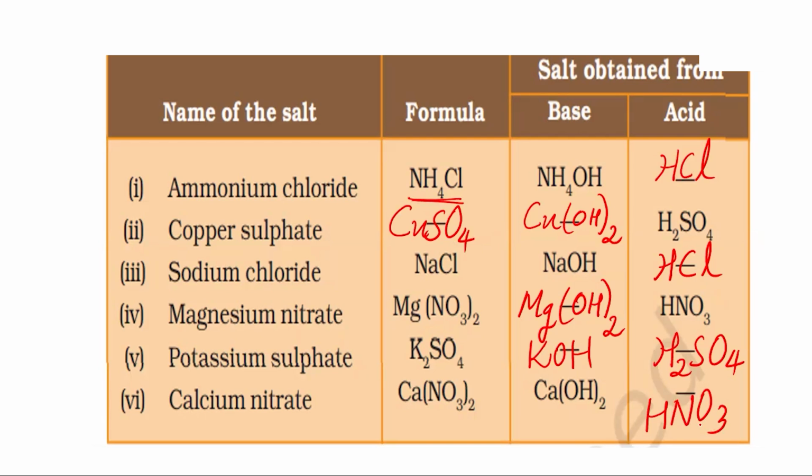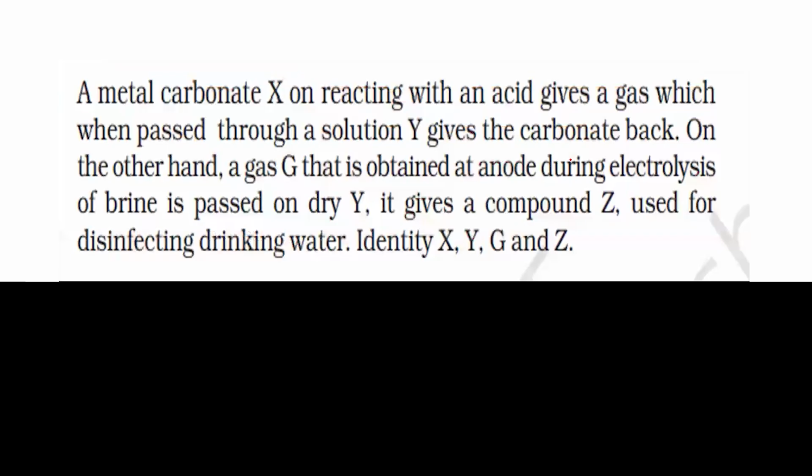So it is very simple, and you can identify what type of salt it is. Ammonium chloride is from a strong acid and a weak base, so it is an acidic salt. By looking at the nature of the base and the acid, whether strong or weak, you can identify what type of salt is formed.